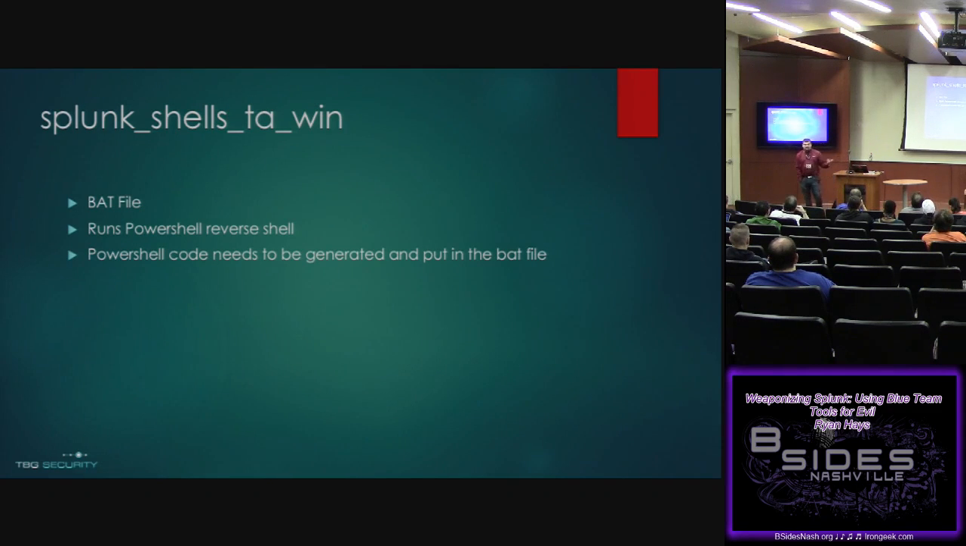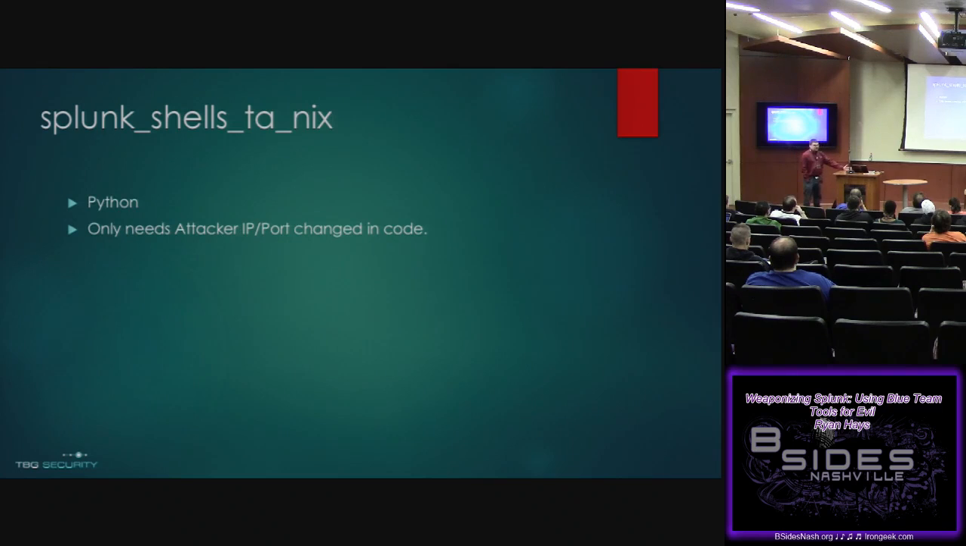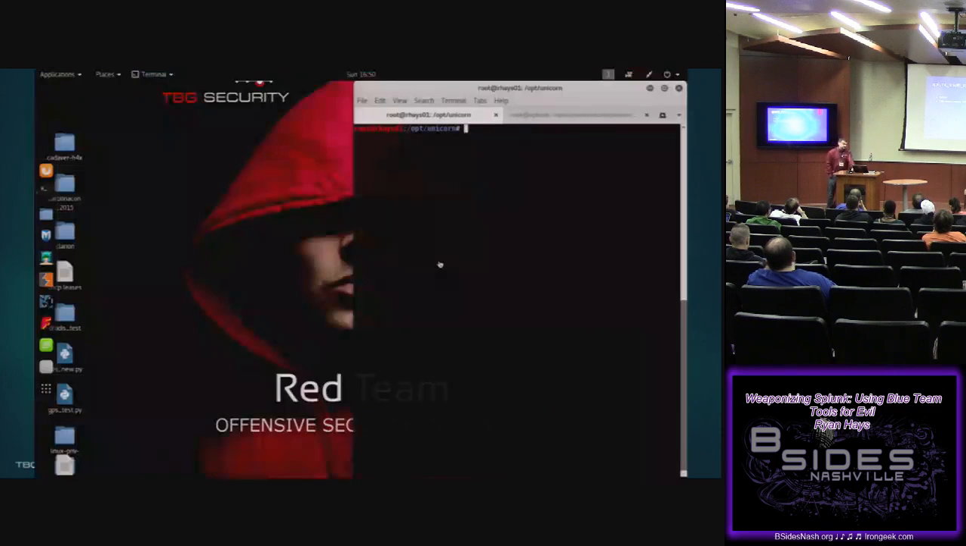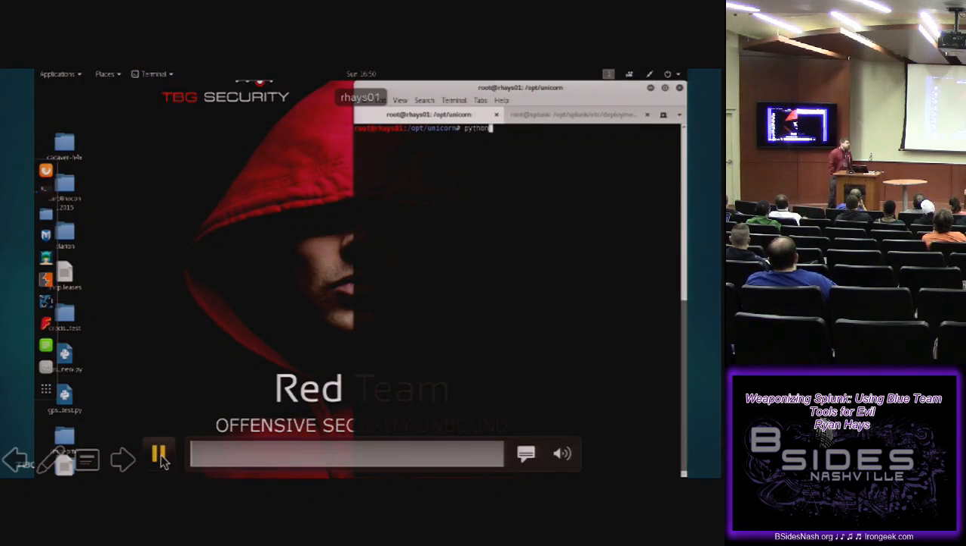So the Windows one is just a bat file, runs a PowerShell command for a reverse interpreter shell. The Linux one's all Python. It's honestly the same code that I used in the other application, just ported over to a technology add-on. And here's a demo of that real quick.